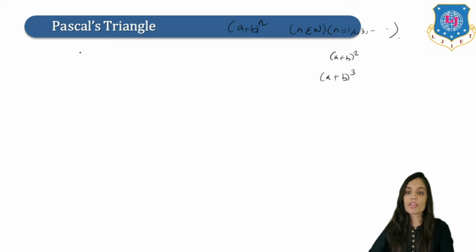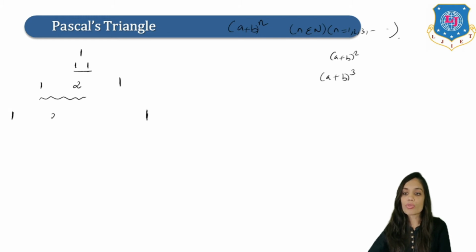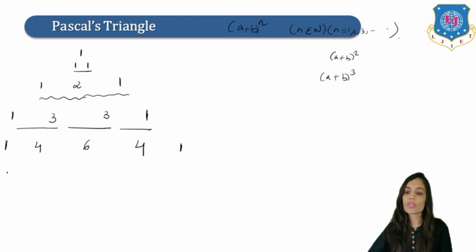It is very easy. First you have to start with 1. Again write 1 and 1. Now on the sides always write 1 only. So 1 plus 1 will be equal to 2. Again write 1. Add these two. So 1 plus 2 will be 3. Again 2 plus 1 will be equal to 3. On the sides write 1. Repeat the procedure. So 1 plus 3 will be 4. This will go to 6. This will go to 4. And so on, we can write any number of rows.